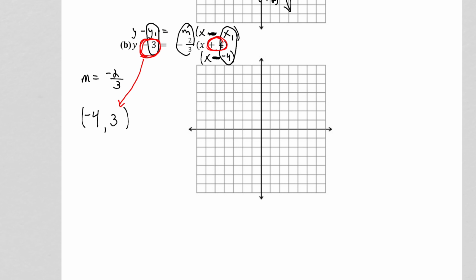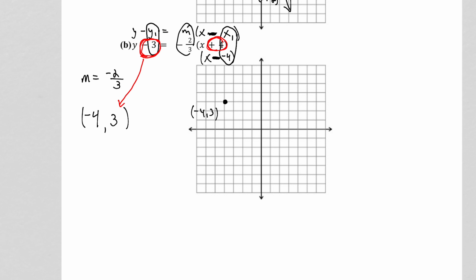Okay, so now let's actually graph this. So we have our starting point of -4, 3. And when I say starting point, that just means the first point that we're given. So let me plot that. 4 to the left, 3 up. Okay, so that's -4, 3.